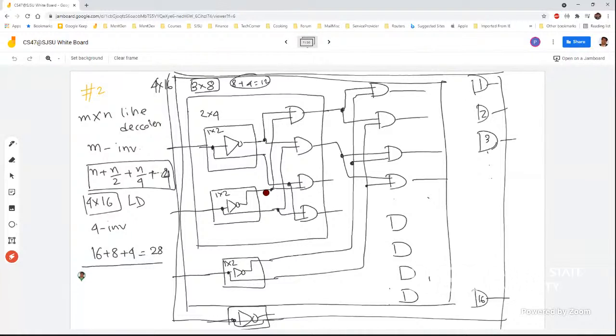So it is M inverters. And the number of AND gates you can compute like this as a compact form, 2 to the power... okay, let me just take a little bit more space there. That many inverters, and the number of AND is sigma of 2 to the power I. So it's basically, let's get it as an example, 4 by 16, now it works out.